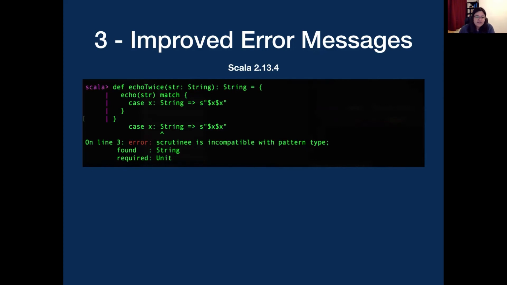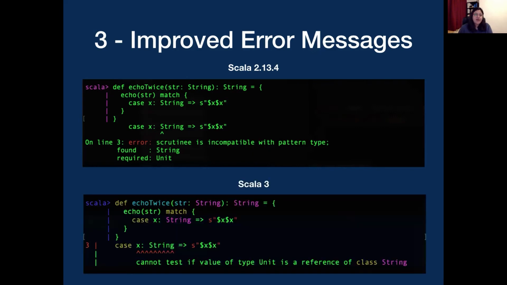It's saying scrutinee is incompatible with pattern type, found string required unit. And you can see how this is really cryptic. I'm not even sure what a scrutinee is, right? And this is really frightening to somebody that just is trying to learn Scala. But let's see how this exact error has been improved in Scala 3. And if you type this in Scala 3, the error that you get is very different. Cannot test if value of type unit is a reference of class string, which is exactly what is going on.